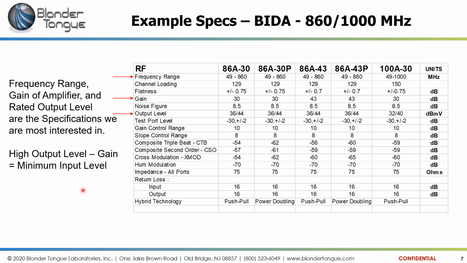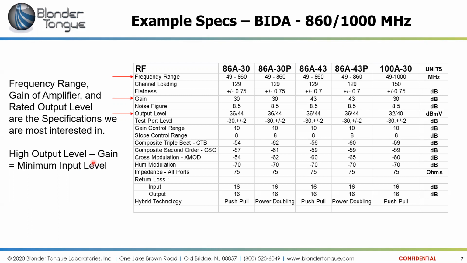Now Blonder Tongue does have amplifiers that are specified below 860 megahertz. We have 550 megahertz and 750 megahertz amps. I just couldn't fit them all onto one slide. I'm just looking at the 860 megahertz and the 1000 megahertz amps here. So the frequency range of the amp, make sure it covers the channel loading, the number of channels that you're running. The gain of the amplifier is essentially based on what your input level is going to be.